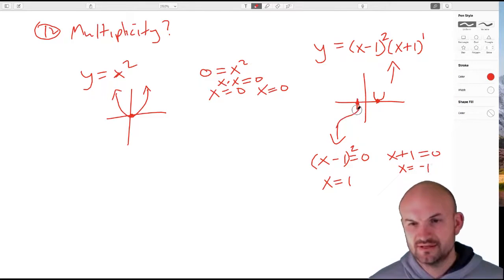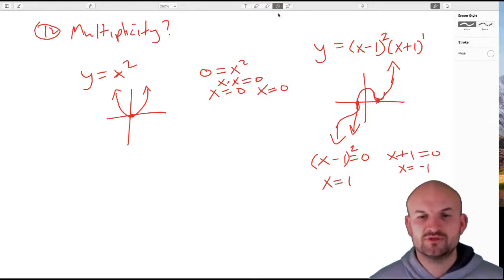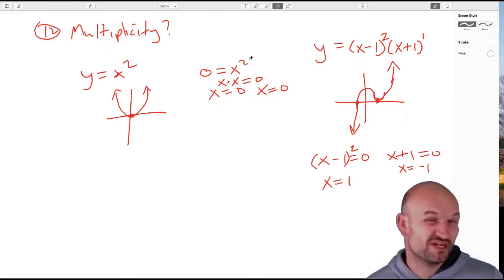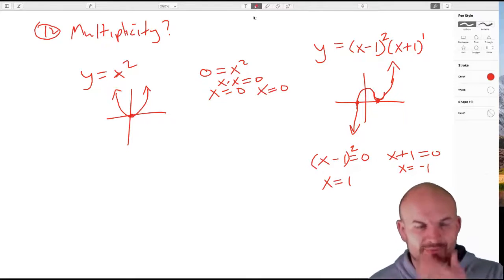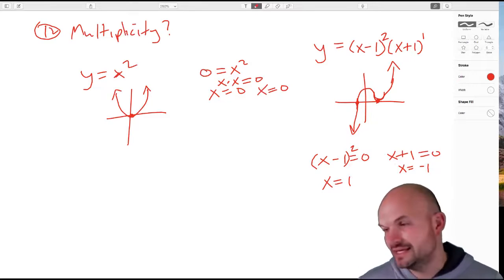Obviously, my graph here is not very well drawn, but you can see the graph would look something like that. So multiplicity is another way to look at the behavior of the zeros, basically how the graph repeats, or how it behaves as it intersects.